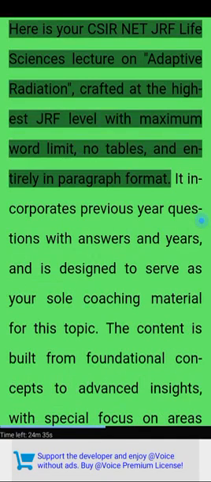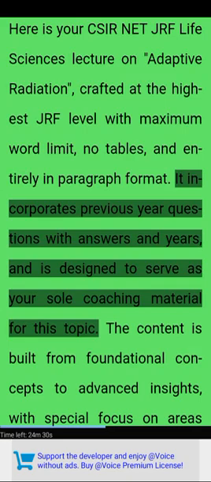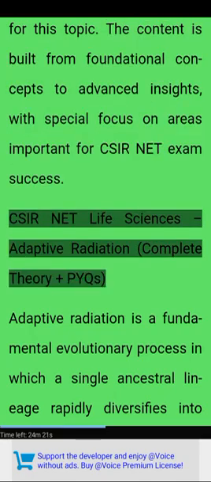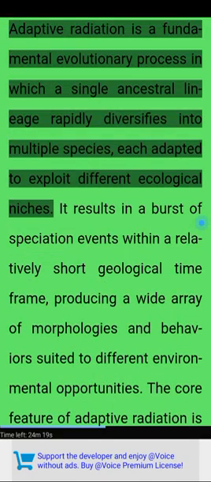Here is your CSIR NET JRF Life Sciences lecture on adaptive radiation, crafted at the highest JRF level with maximum word limit, no tables, and entirely in paragraph format. It incorporates previous year questions with answers and years, and is designed to serve as your sole coaching material for this topic. The content is built from foundational concepts to advanced insights, with special focus on areas important for CSIR NET exam success. CSIR NET Life Sciences, adaptive radiation, complete theory plus PYQs.